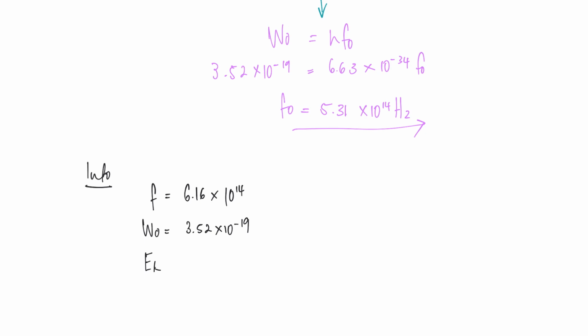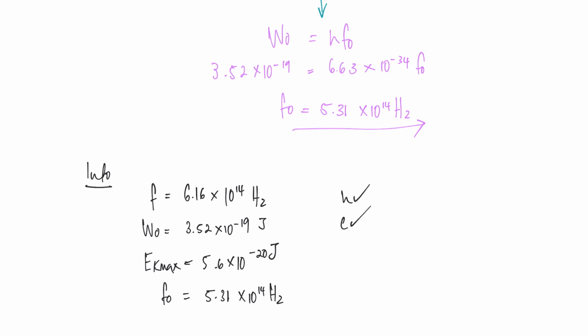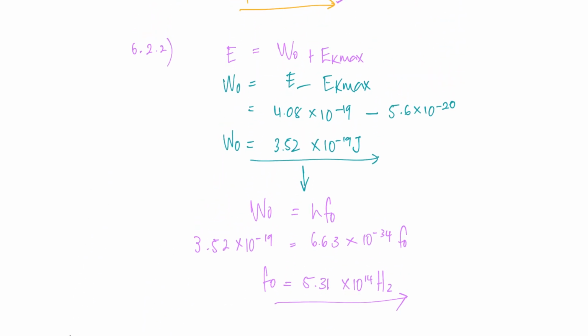I've got EK max, which is 5.6 times 10 to the power of negative 20. I've got my threshold frequency at 5.31 times 10 to the power of 14. That's hertz, joules, hertz. Right, and then I know h, I know c, stuff like that. That's the information I have. So I need to use this information for the questions that come next.